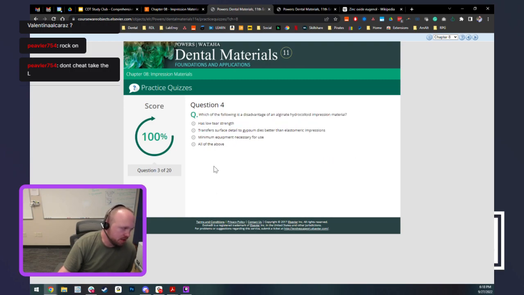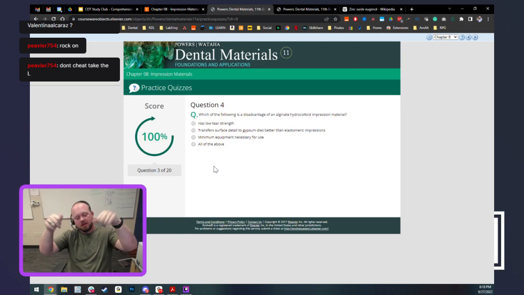Which of the following is a disadvantage of an alginate hydrocolloid impression material? It definitely has low tear strength. So alginate or hydrocolloid, the blue stuff. Alginate hydrocolloid would be that flexible material. That's the stuff that we've got to pour up pretty quick. I don't know what 100 hour is. Let's see what 100 hour alginate is.